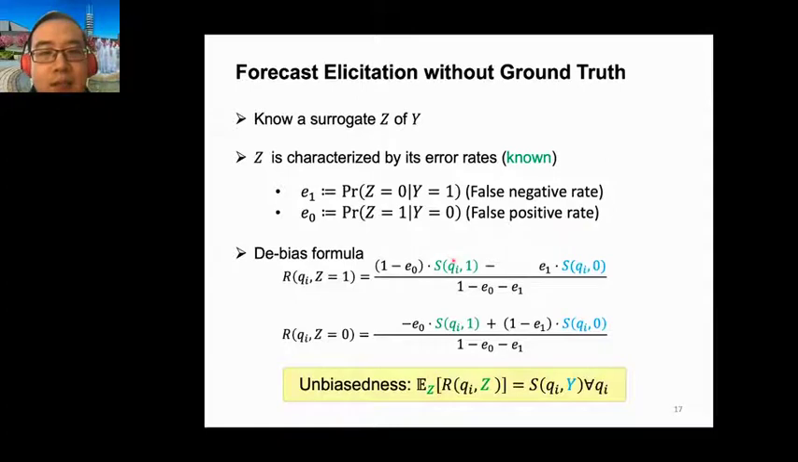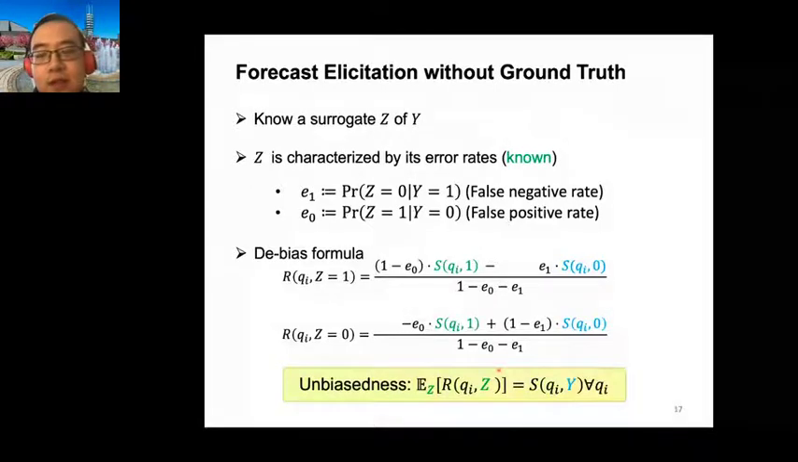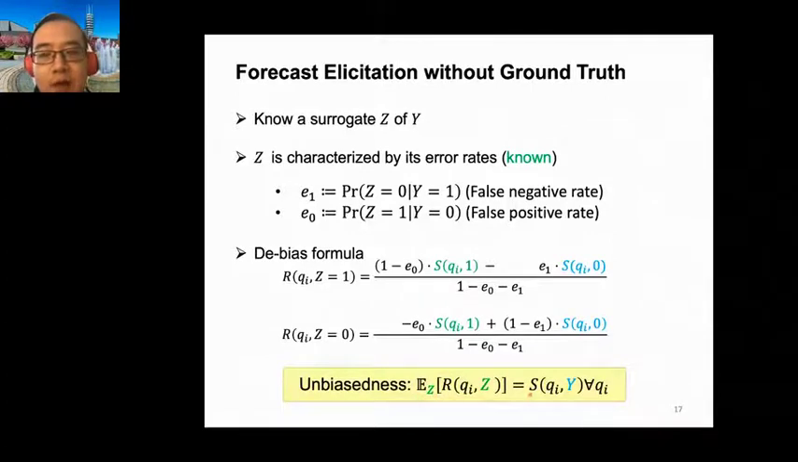If we directly plug Z as Y in the strictly proper scoring rules, then the resulting score will be biased. However, if we apply this debiased formula against the prediction QI and Z, and the debiased formula is a reweight of the original score, and the weight is determined by the error rate. So if we apply this carefully designed debiased formula, then we'll finally get an unbiased estimate of the true score. So in this way, we can score the accuracy of a prediction as if we are knowing the actual outcome Y.